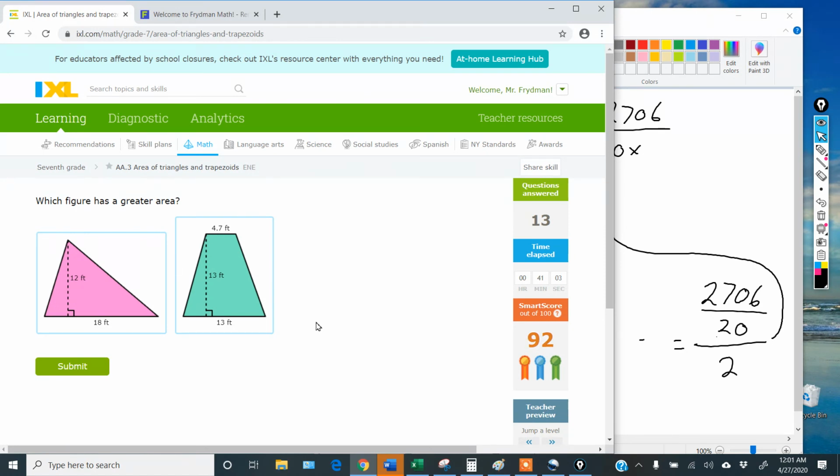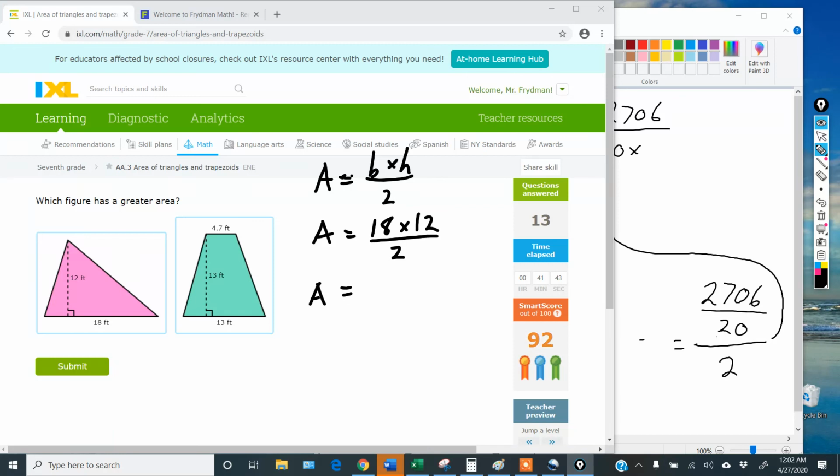Okay, so for this one, I'll just do one of these. You know how to find the area of a trapezoid. You know how to find the area of a triangle. So just find the area of this, find the area of this, and see which one is bigger. So I'll just do one here. This one is a triangle. So I'll use the triangle formula, which is just base times height divided by 2. So we're going to get 18 times 12 divided by 2.